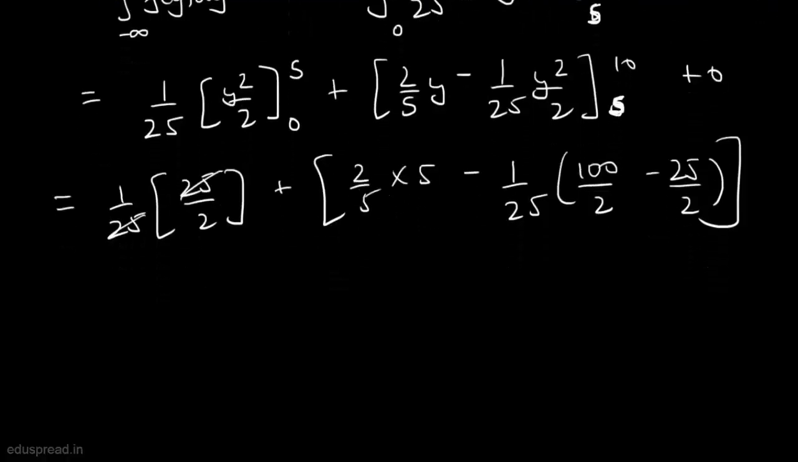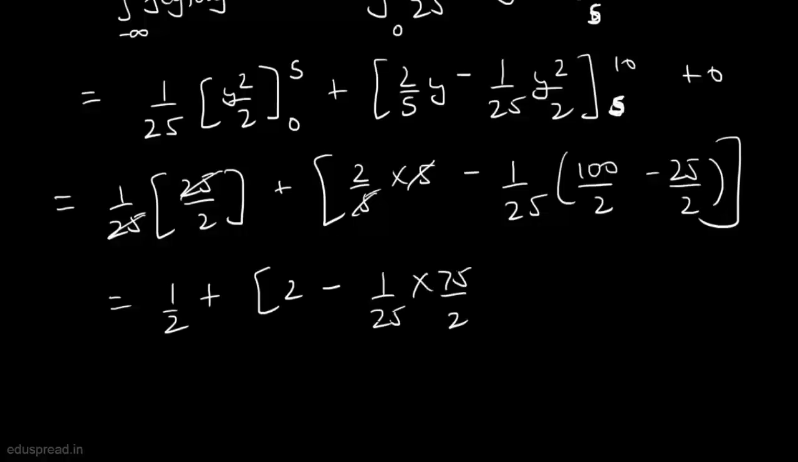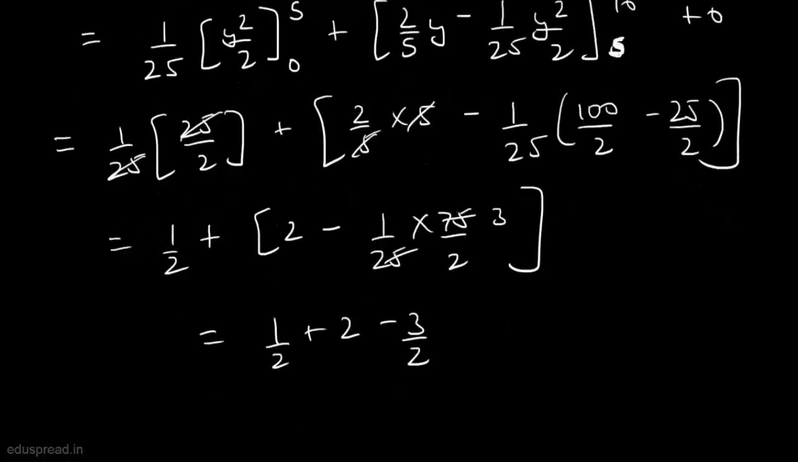And solving this, you get 1 upon 2 plus 2 minus 1 divided by 25 into 75 divided by 2. This is 3. So it is equal to 1 divided by 2 plus 2 minus 3 by 2. And this is equal to 1 plus 4 minus 3 over 2, and this is equal to 2 divided by 2, which is equal to 1.